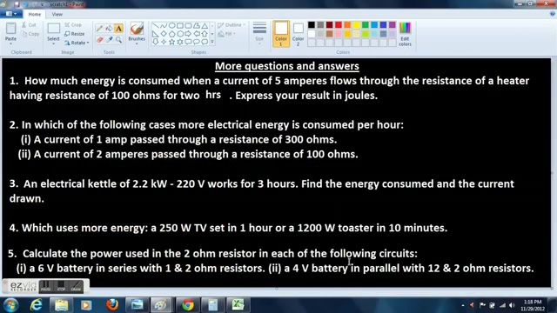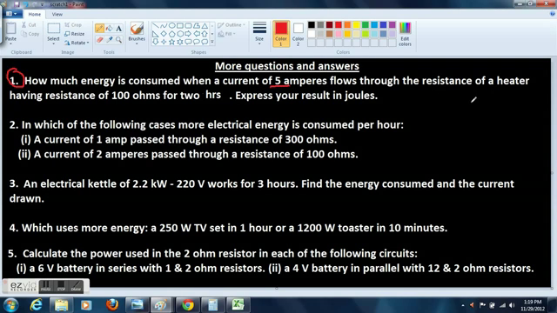Welcome. In this tutorial, I am going to discuss a few more questions and answers, mostly of numerical types. First question. How much energy is consumed when a current of 5 amperes flows through the resistance of a heater having a resistance of 1000 ohms for 2 hours? Express your result in joules.